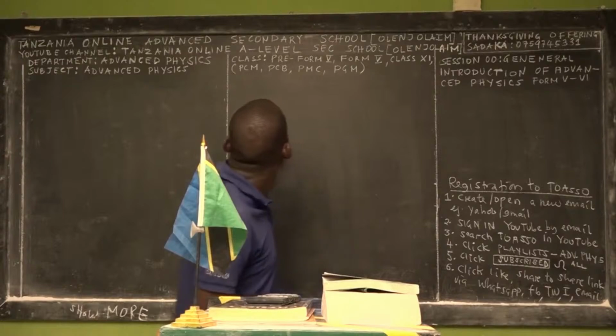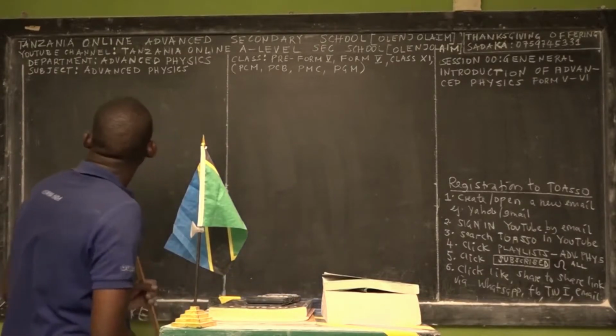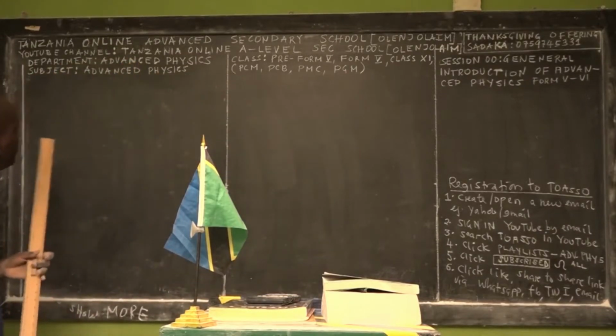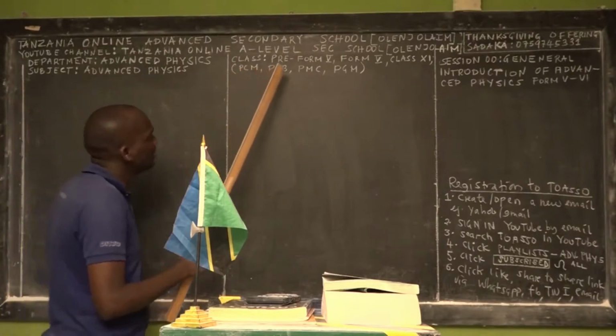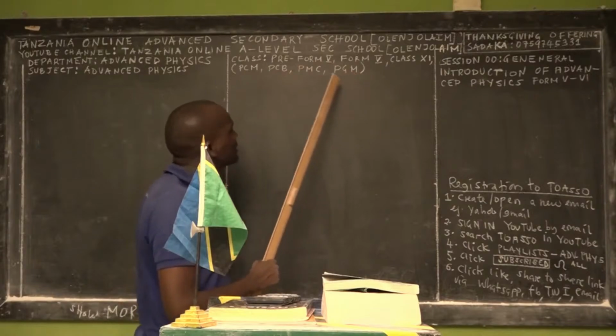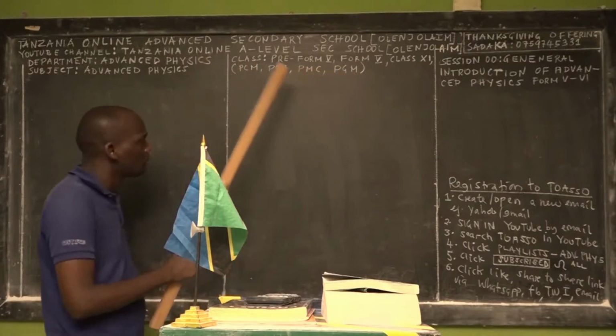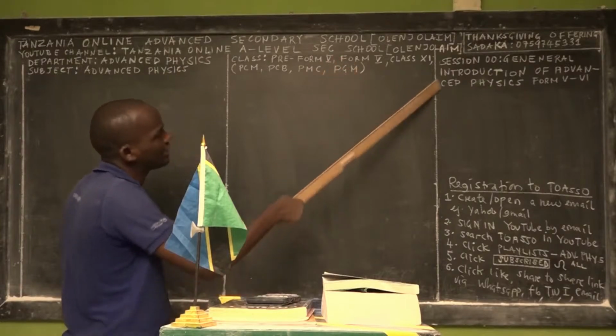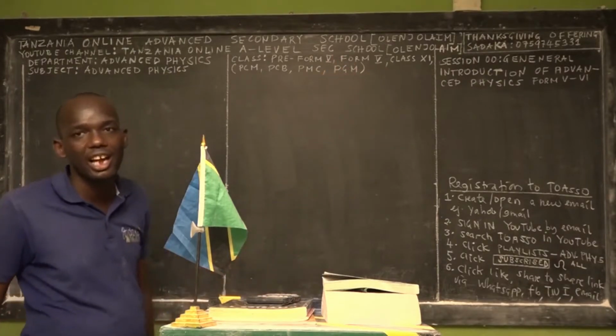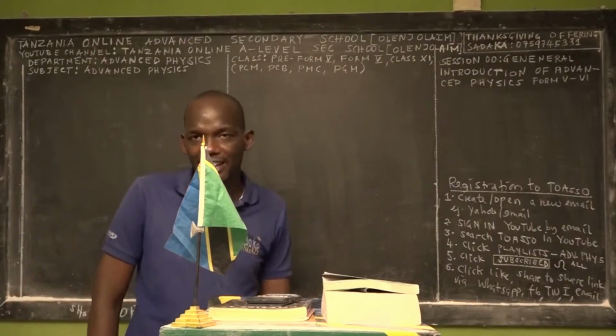Again, we say that we have departments in our school. One of the departments is called Advanced Physics, and the subject of the day is Advanced Physics. Today we are preparing the pre-form 5 students, and these are contents for pre-form 5, for form 5 students, or class 11. In some countries, for example in India, form 5 is called class 11, right?